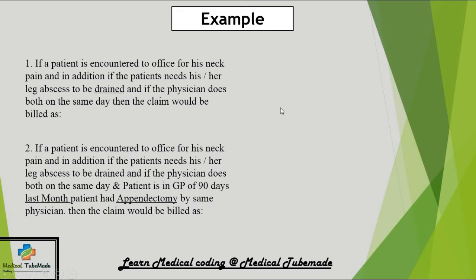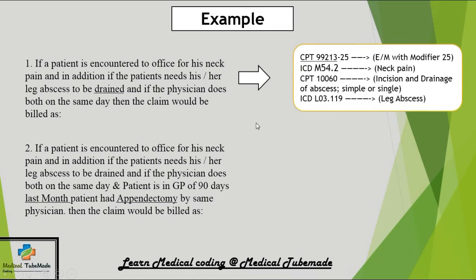So guys, here I am giving two examples. One is, a patient comes to the office for his neck pain, and in addition the patient needs his or her leg abscess to be drained, and the physician does both on the same day. Then how would the claim be billed? So what will be the answer? First we need to check what the service is. The patient came for an office visit, so the office ENM service should be billed, and then we need to check the abscess drainage performed. So what will be the coding for this scenario?